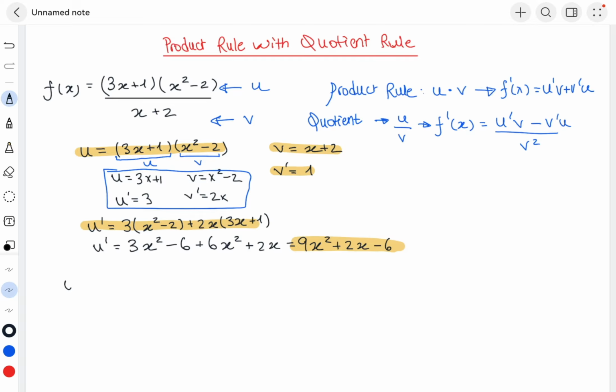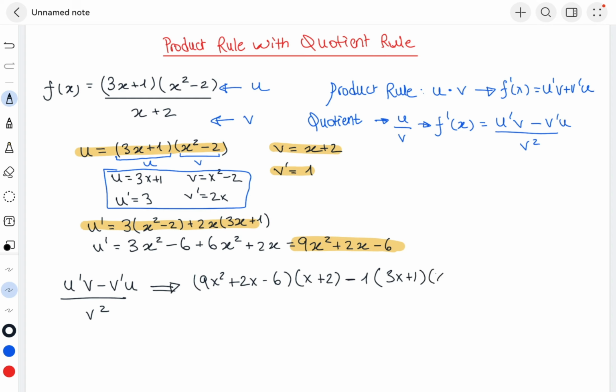Now, we use u prime v minus v prime u over v squared. And we replace u prime times v minus v prime times u all over v squared, and v is x plus 2 whole squared, and this would be our final answer.